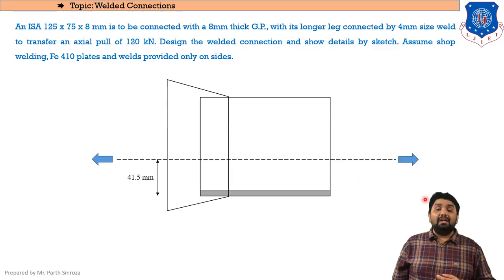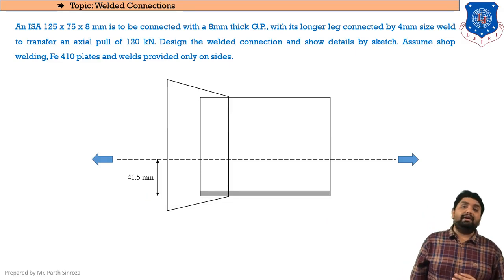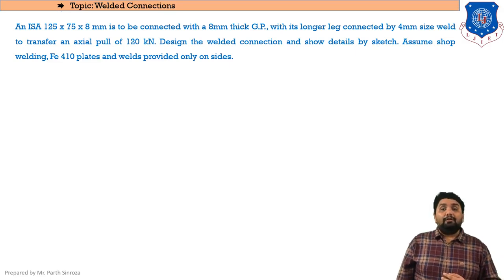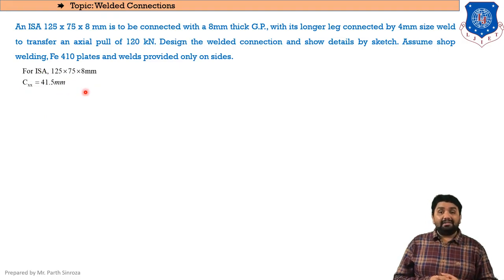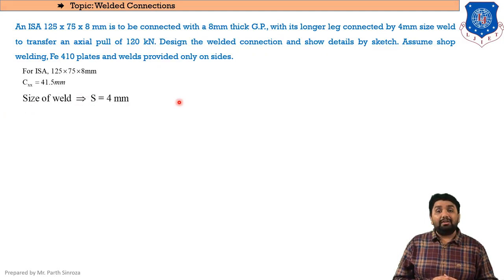That becomes 41.5. Clear? So moving further, here you can see the cross section being given and the dimensions, that is our CG, will be 41.5 mm. Clear? So how to move to the sum now? As you can see, the ISA section is given as 125 cross 75 cross 8, and we have identified CXX, that is 41.5, and the size of the weld is already given in the question.